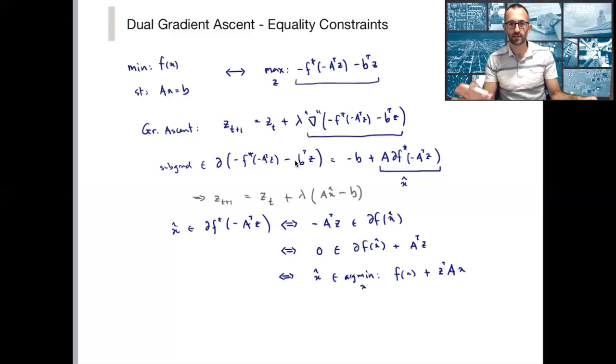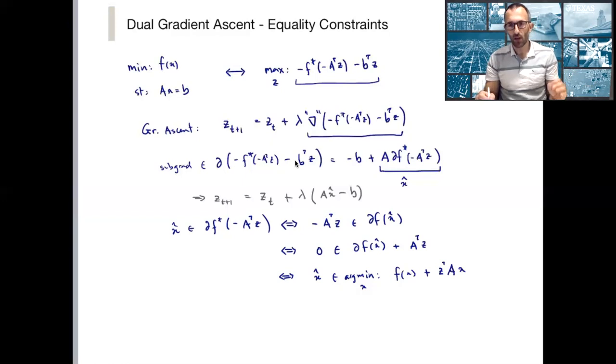Now there's a lot to say here. First of all, we observe that just taking one step of the gradient algorithm in the dual actually requires us to minimize something that has f of x. So, generically this is not going to be necessarily easy.